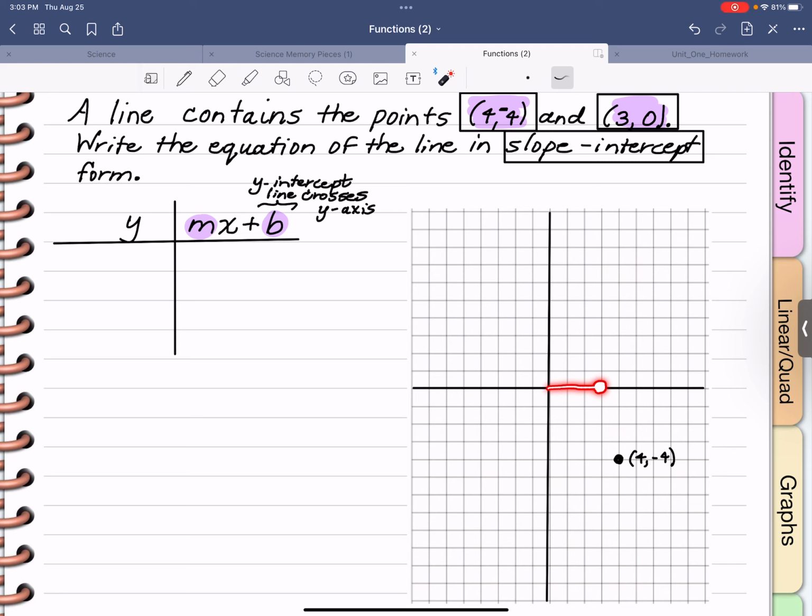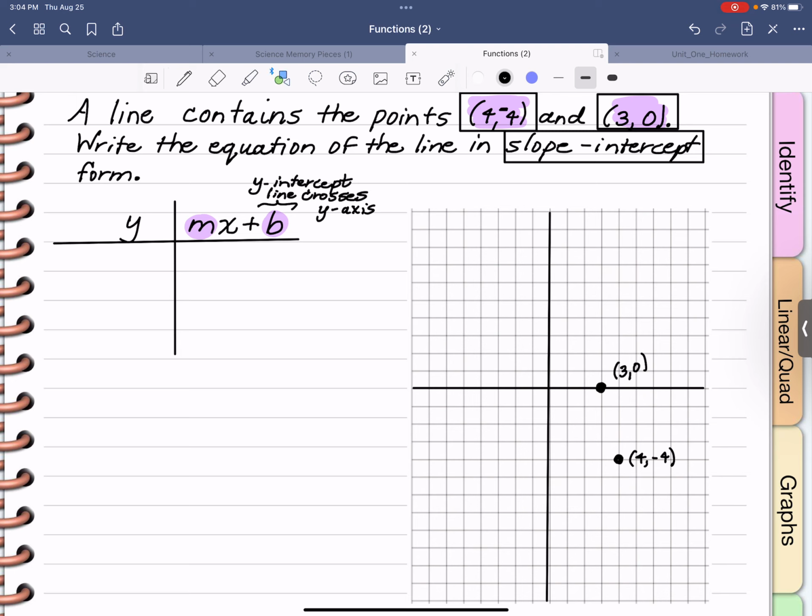So we know the x-intercept. We know where this line is going to cross the x-axis, but we don't know the y-intercept. What I would really like to have seen is when the x value is 0, then I could tell you baby B. But we're going to have to work to get baby B.